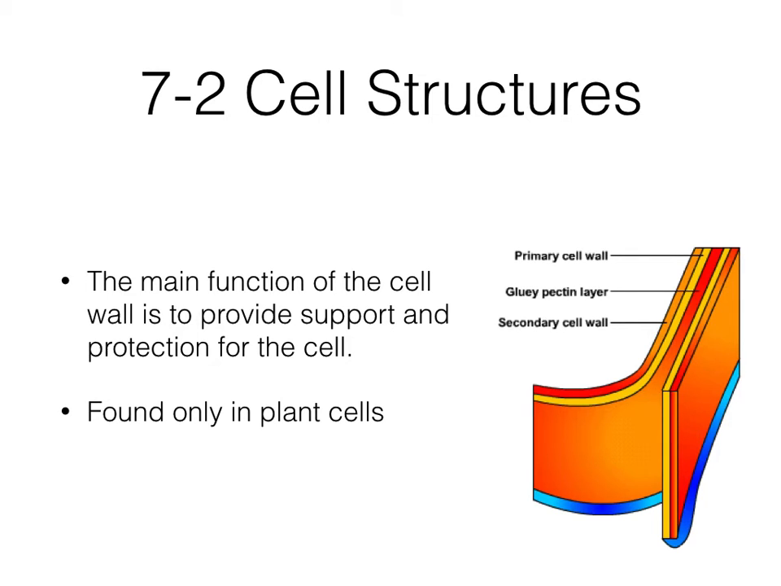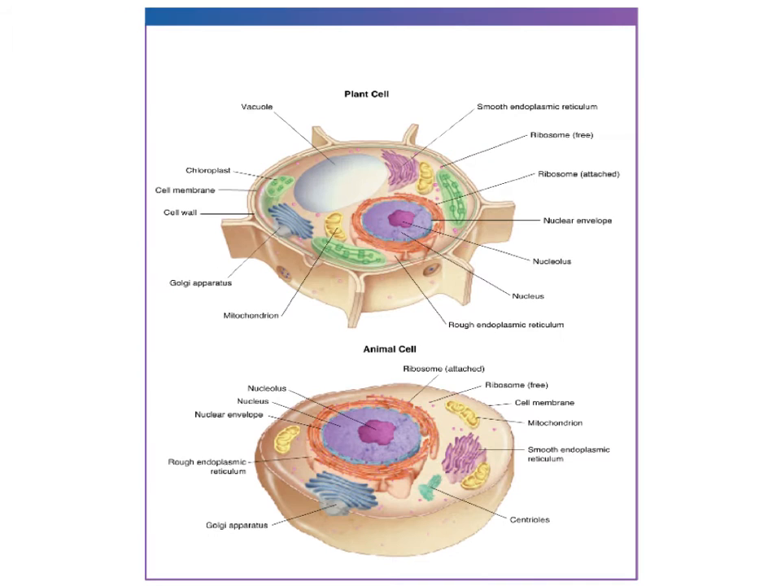Those are the only two types of cells we're worried about here. We're not worried about fungi cells. We're not worried about prokaryotic cells right now. Okay, we're worried about plant versus animal cells. Now notice that there are multiple layers in this picture for the cell wall. You have the primary cell wall, you have the pectin layer in the middle, and you have the secondary cell wall.